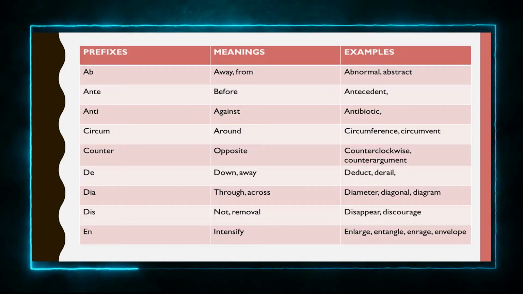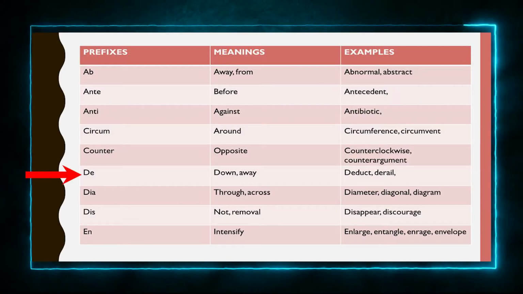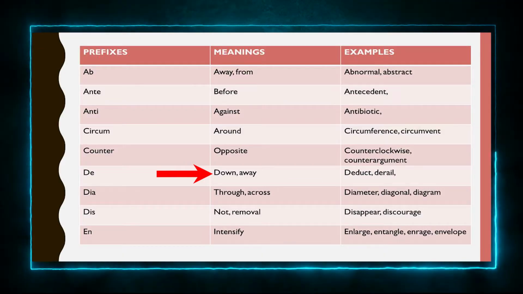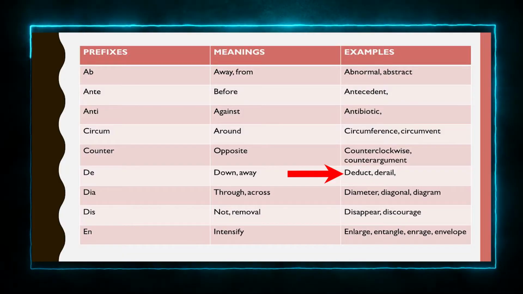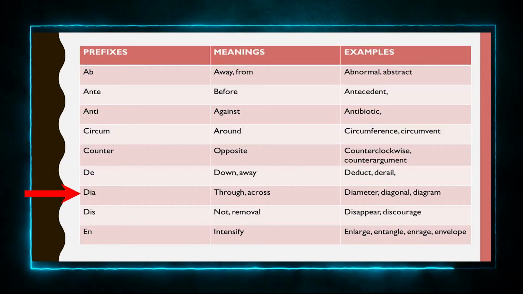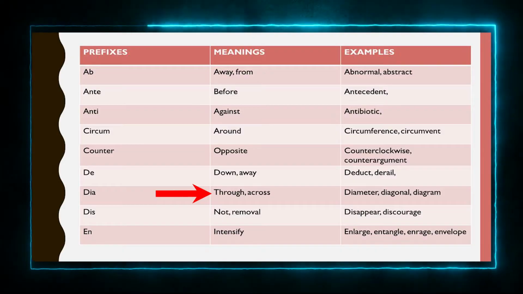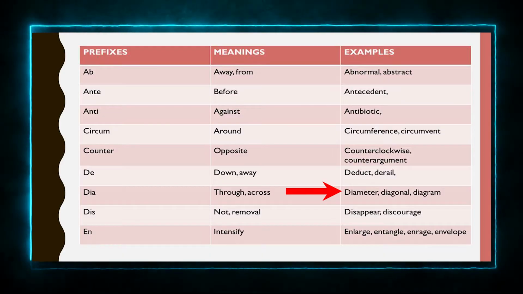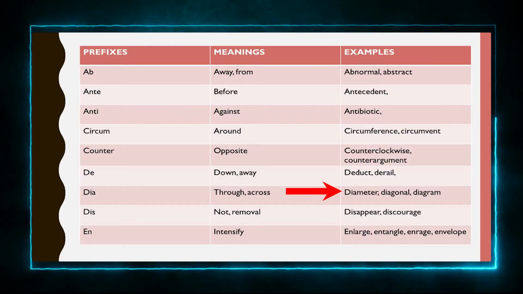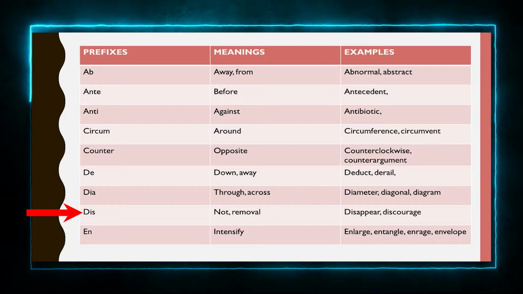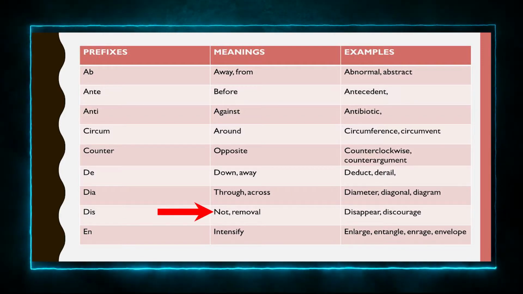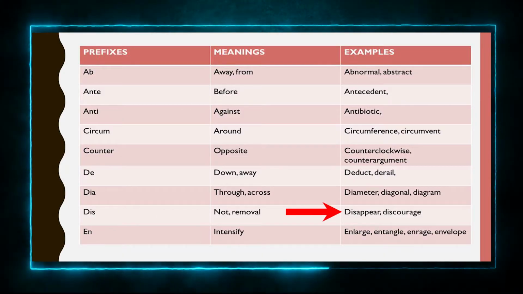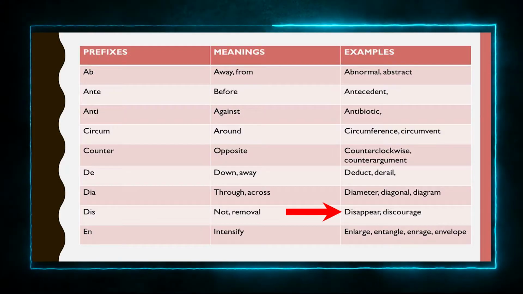Earlier, as we said in the previous example, there is the prefix de, which means down or away, where we can have words such as deduct, derail. There is also the prefix dia, which means through or across, and we might have words such as diameter, diagonal, or diagram. There is also dis, which means not or removal. And examples of this prefix in use are disappear or discourage.